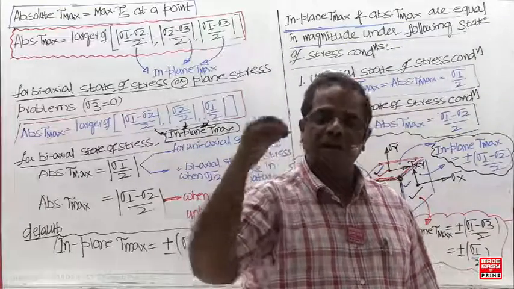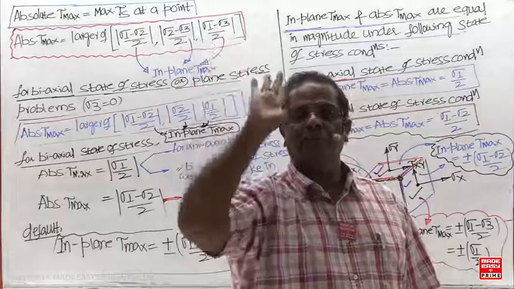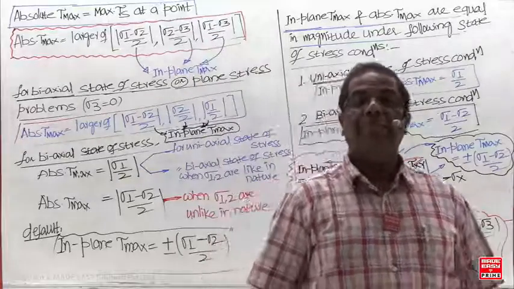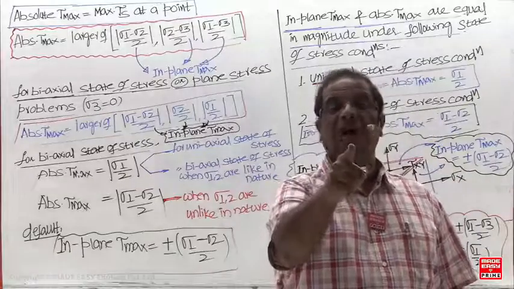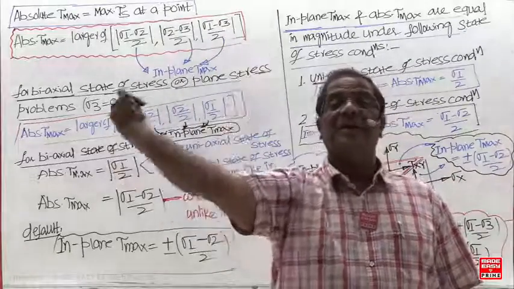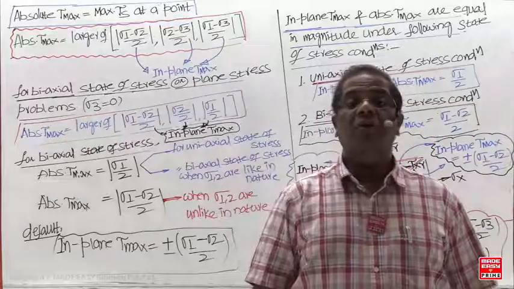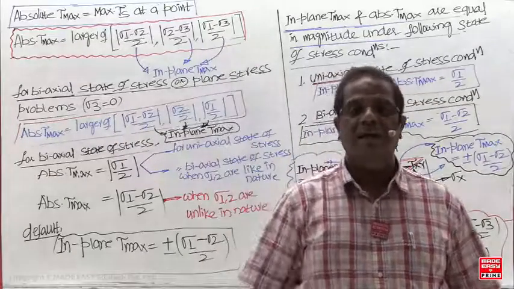But some questions are also not mentioned now. They will give sigma 1, sigma 2, find out the tau max. So when you have to go for absolute tau max, whenever it is mentioned at a point, or whenever you are doing design calculations, whenever you are calculating the dimensions, and when you are going for theories of failure, one theory is called the maximum shear stress theory.